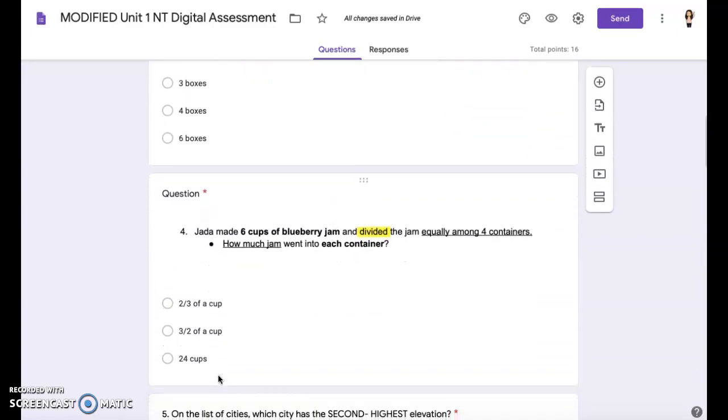Number 4. Jada made 6 cups of blueberry jam and divided the jam equally among 4 containers. How much jam went into each container? 2/3 of a cup, 3/2 of a cup, or 24 cups?